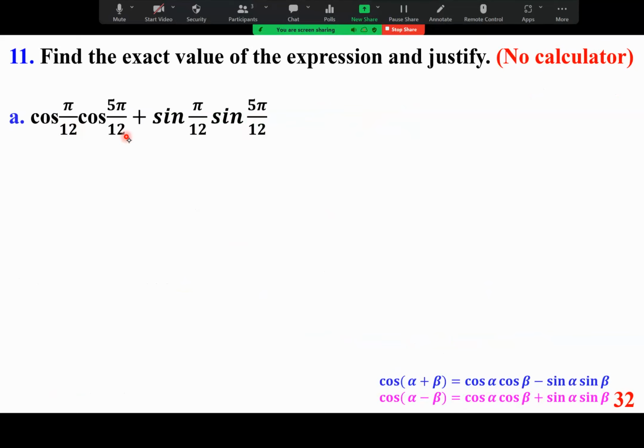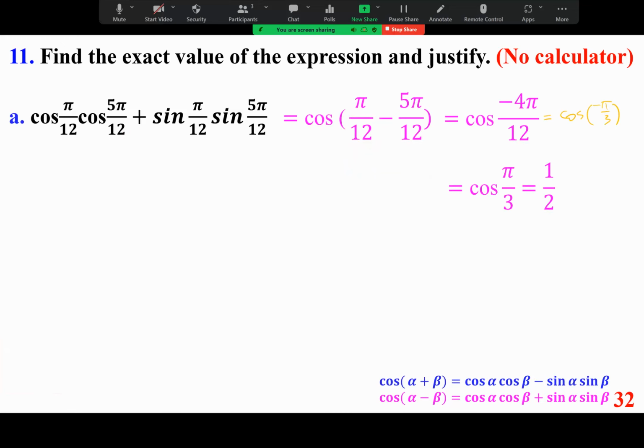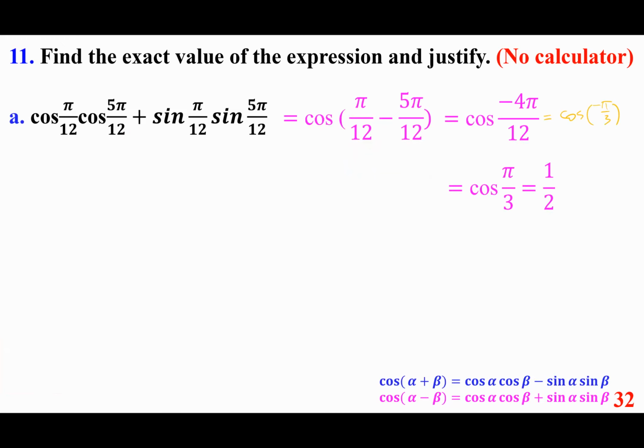I'll show you why. So whether you put 5 pi over 12 minus pi over 12 or vice versa, makes no difference. This is minus 4 pi over 12, which means cosine of negative pi over 3. Cosine is an even function, so it's the same as cosine of pi over 3, and that's 1/2. That's why I said makes no difference. You put positive or negative, it doesn't make any difference.